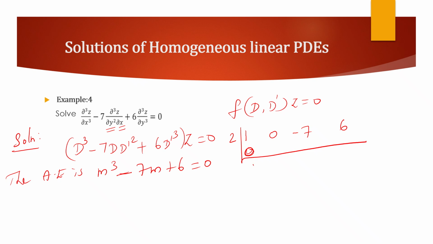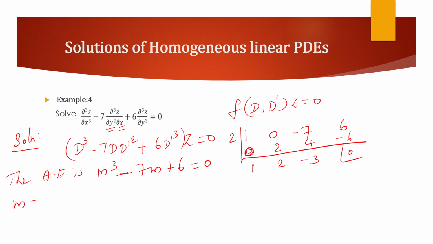So 1 plus 0 is 1. So 2 into 1 it is 2 and 0 plus 2 it is 2 and 2 into 2 it is 4. So it is minus 7 plus 4 is minus 3 and 2 into minus 3 is minus 6. Yes, 2 satisfies this equation.